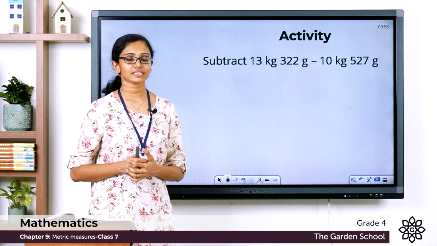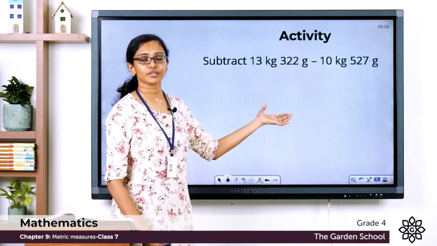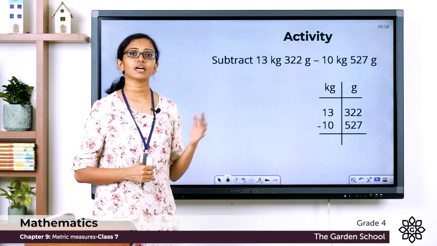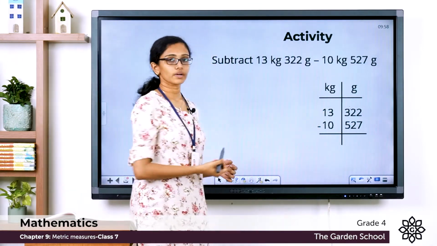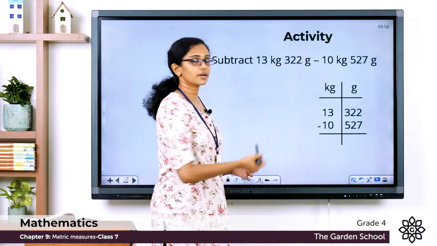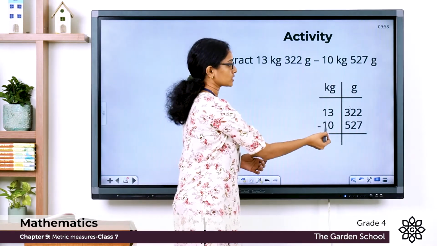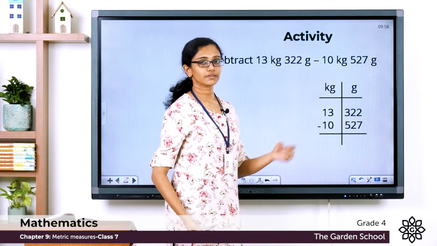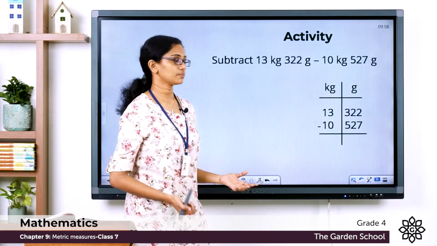Hope you're done with that exercise. Now let's discuss the question. So first step is to write down the given measurements in proper columns of unit like this. So the 13 kilogram goes in the kilogram column and 322 grams goes in the grams column. 10 kilogram goes in the kilogram column and 527 grams goes in the grams column. So let's do the subtraction.